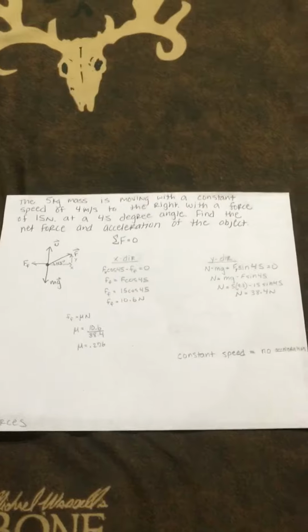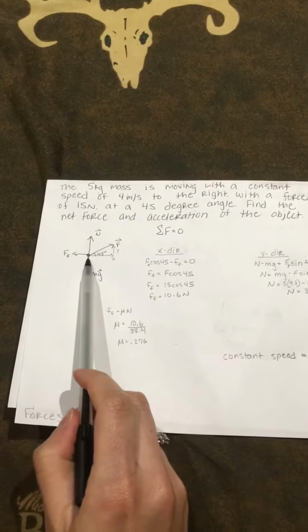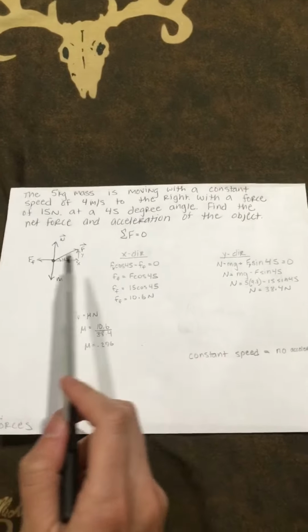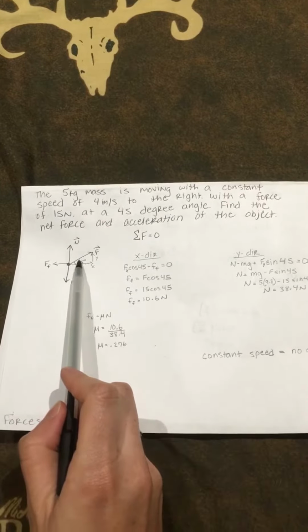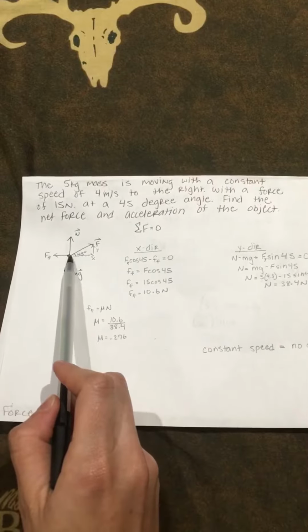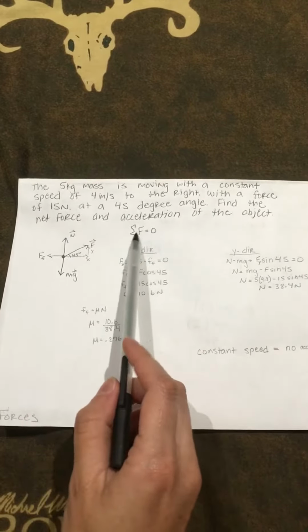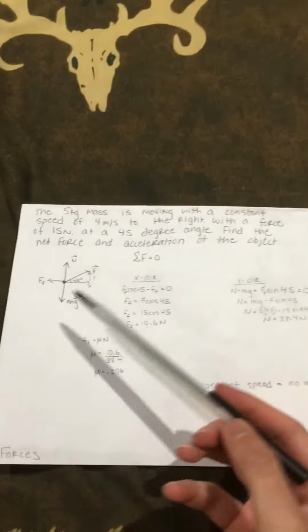Well, first, we're going to start out with the free body diagram. And here we have gravity acting on the box. And then we have the force that's being applied to it. We have the normal force, and then we have friction, because all of these forces have to sum up to equal 0. So what do we do first?